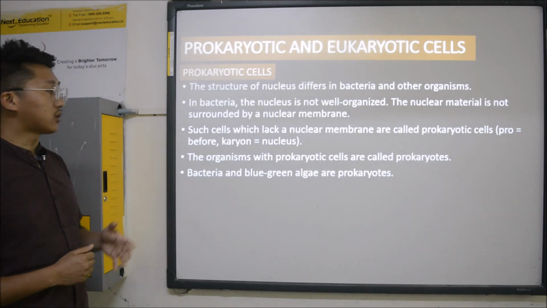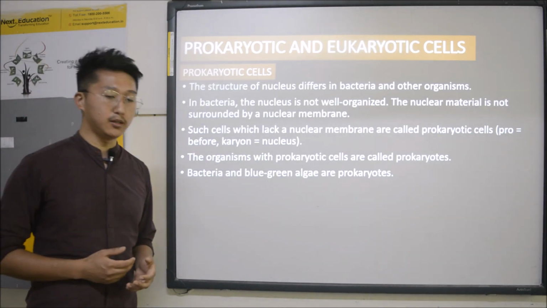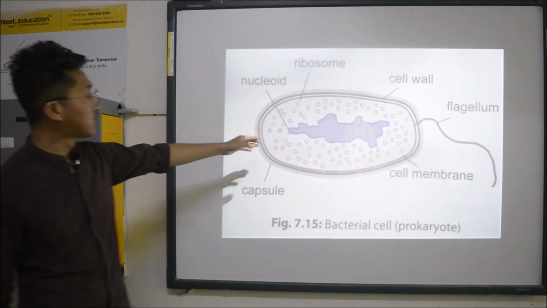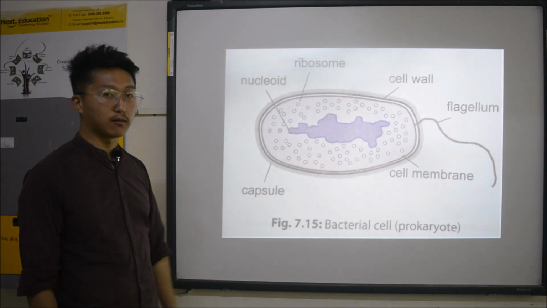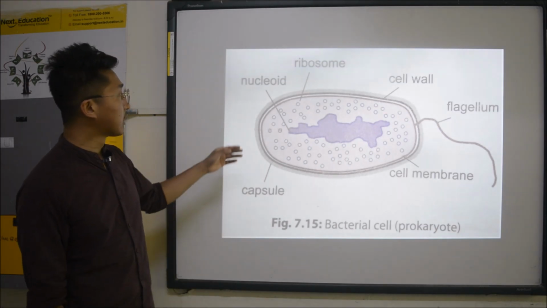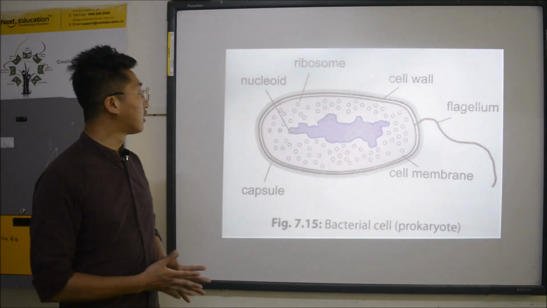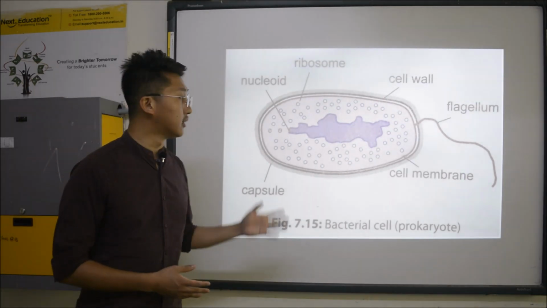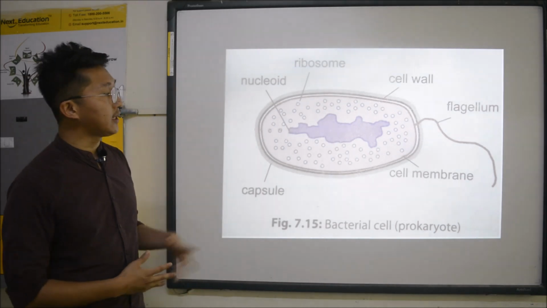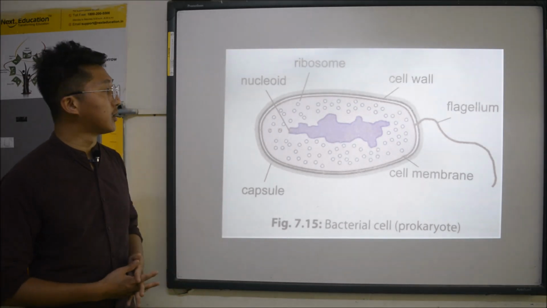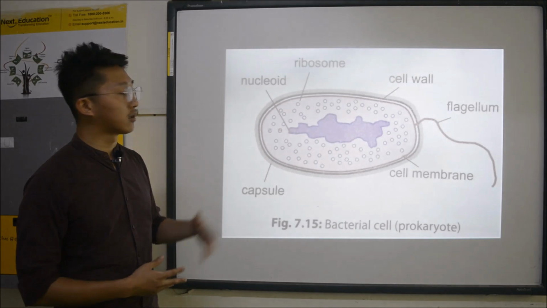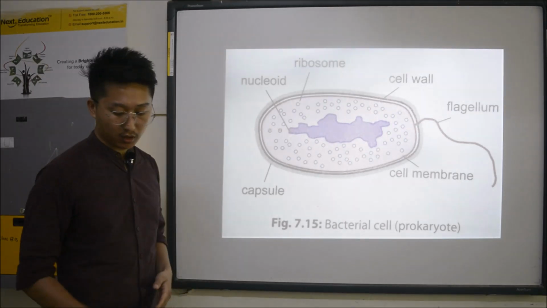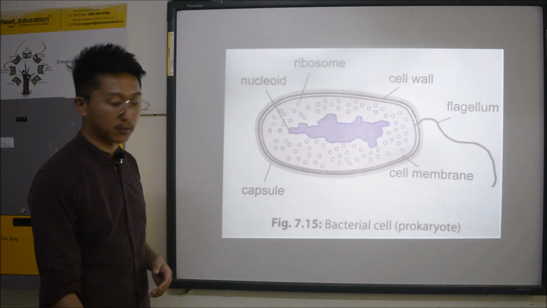In this diagram of a bacterial cell, you can see that the nucleoid, or the nuclear material, lies in the cytoplasm without a nuclear membrane. So we can call it a prokaryotic cell. It doesn't have a nuclear membrane, or the nuclear membrane is absent in this type of cell.